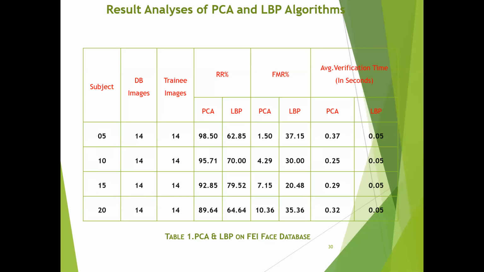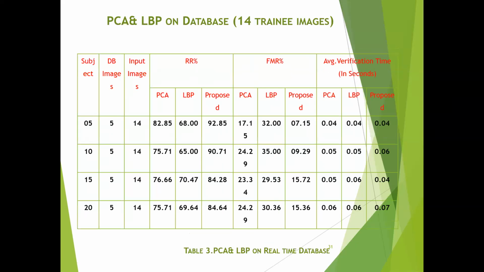So all images are in the database. Then your accuracy rate will be decreased. You can see PCA and LBP both have decreased the recognition ratio, right? And the false match rate will be increased.